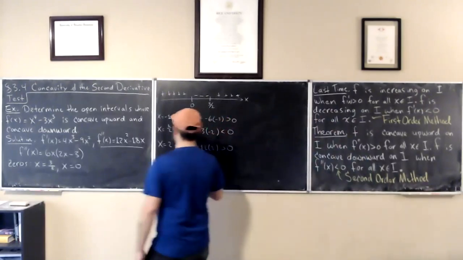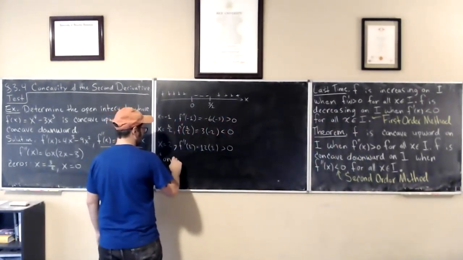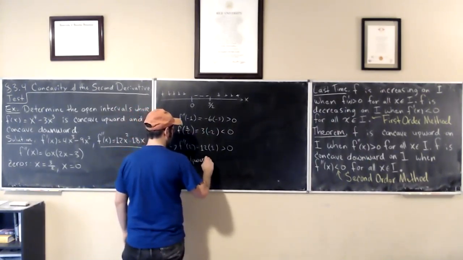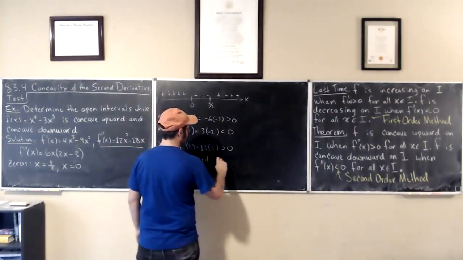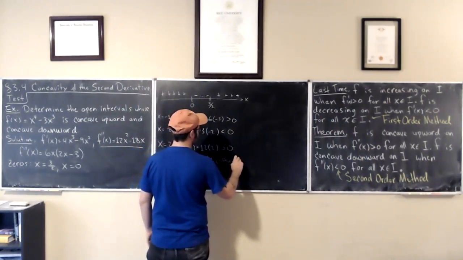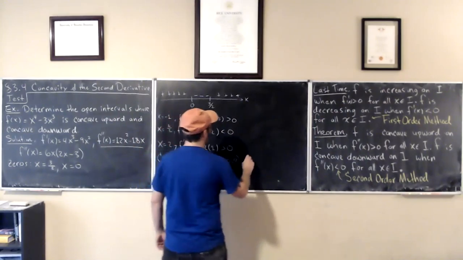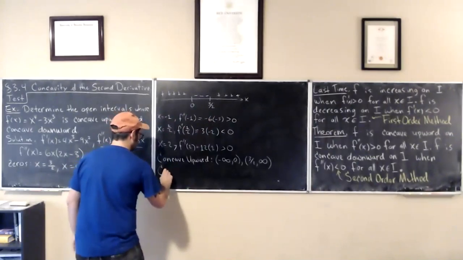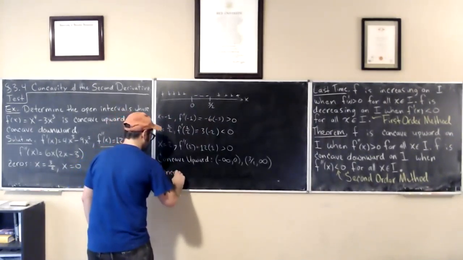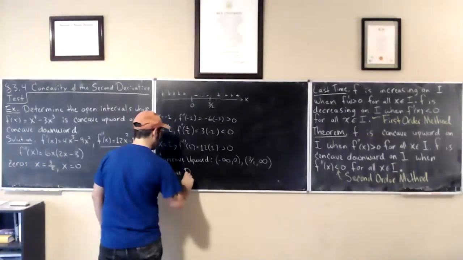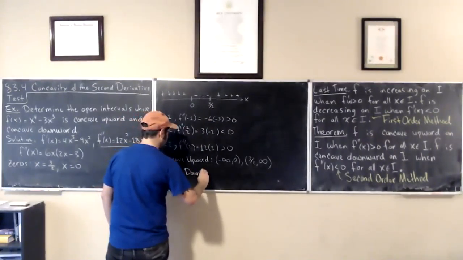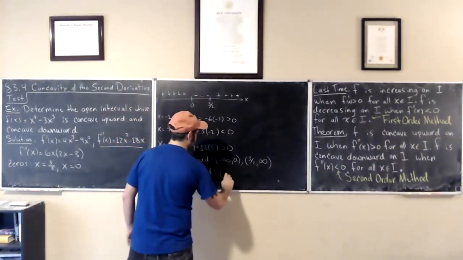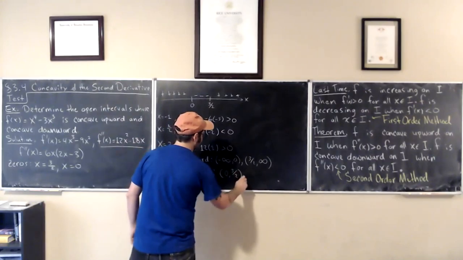So then we're going to have concave upward on the intervals negative infinity to 0 and 3/2 to infinity, and concave downward on this interval here, 0 to 3/2.